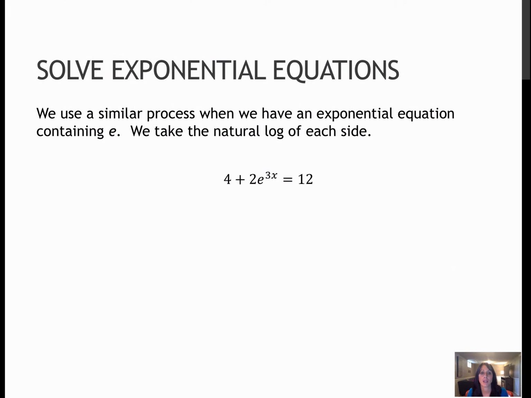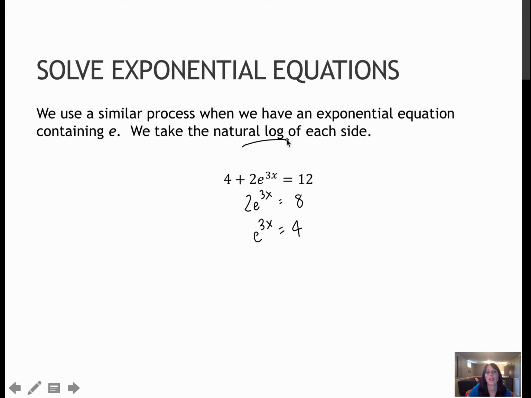If you have an exponential equation that contains e, the process is the same, but instead of taking the log of each side, you would take the natural log of each side. Again, the first thing I would do though is try to get this by itself. So I'm going to start by subtracting 4 from each side, which gives me 2e to the 3x equals 8. And then I would divide each side by 2 to get e to the 3x equals 4.